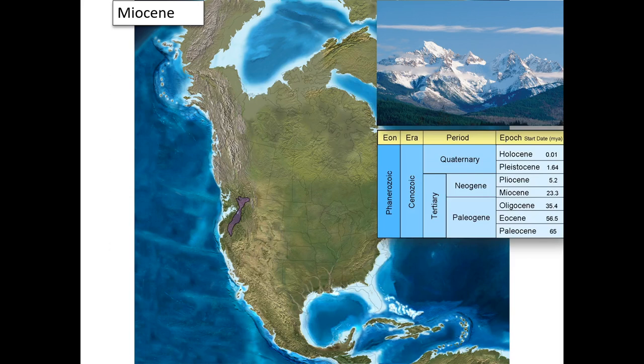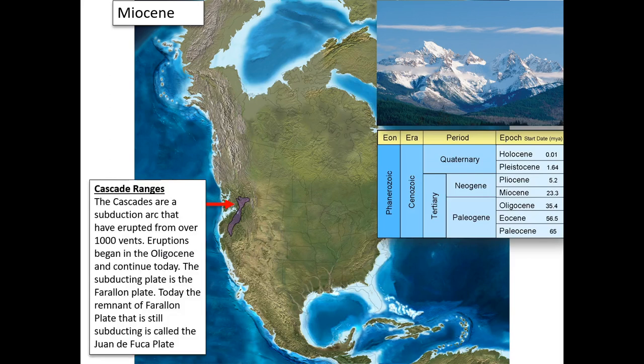Okay, so anyway, moving on from that, we want to talk about the Cascade Ranges. So Cascades, beautiful mountain range there in the Pacific Northwest. It has about 1,000 different volcanoes there. And it's very much like the Andes Mountains. It's a classic subduction arc made of andesite. It started in the Oligocene, continues today. The subducting plate is the Farallon plate, but we don't call it the Farallon anymore. We call it now the Juan de Fuca. Okay, so the Juan de Fuca is very small, and it's just the remnants of the Farallon.